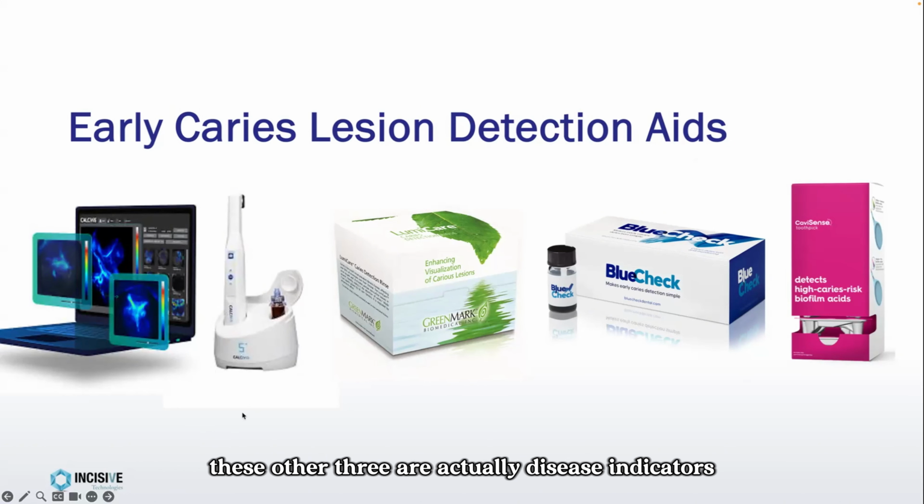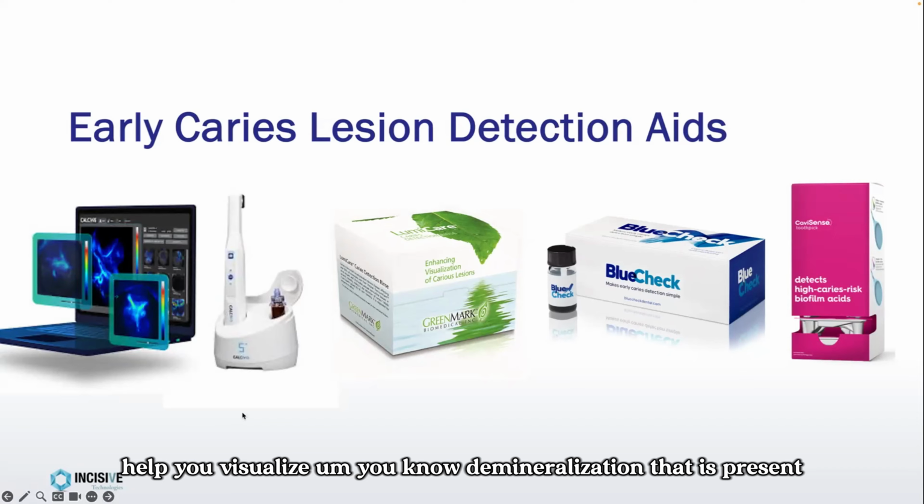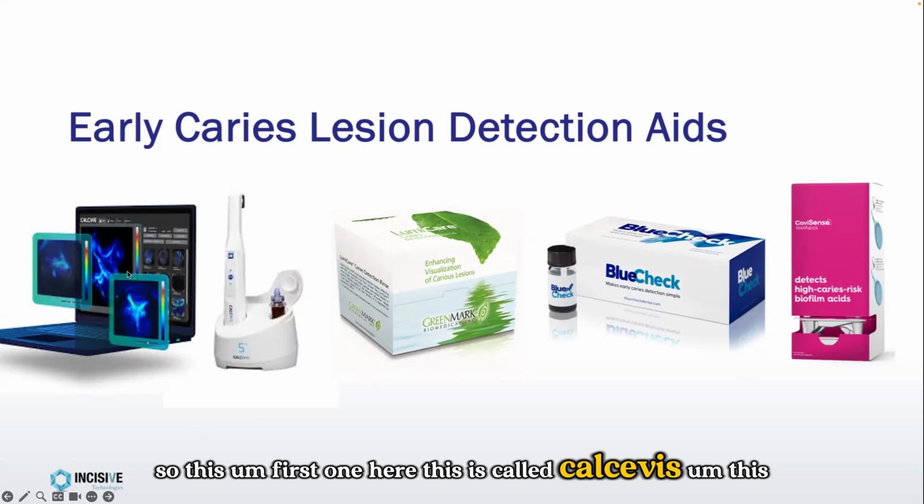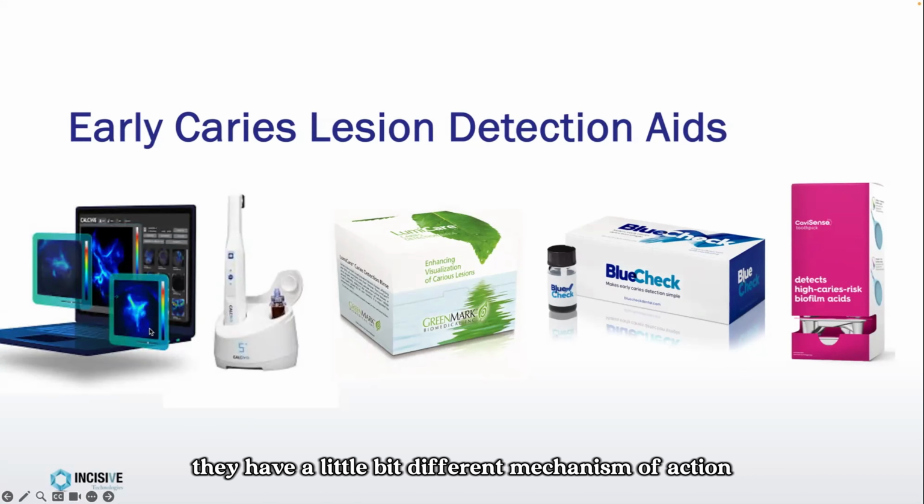These other three are actually disease indicators where they're able to help you visualize demineralization that is present. So this first one here is called Calcivis. They all have a little bit different mechanism of action. So this first one is Calcivis.